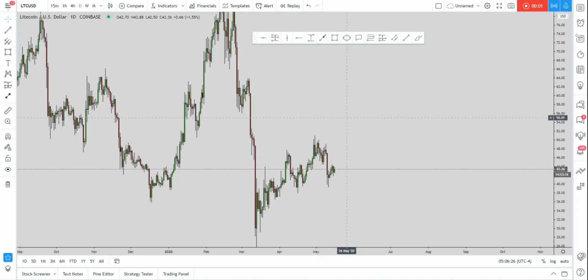Okay, so what kind of situation do we have at the moment on LTC USD? We have a market that clearly has created this nice M formation. After an M formation, what do you expect? You expect the market to go for a retest of the neckline, and then normally you want to see the market continue to the downside.